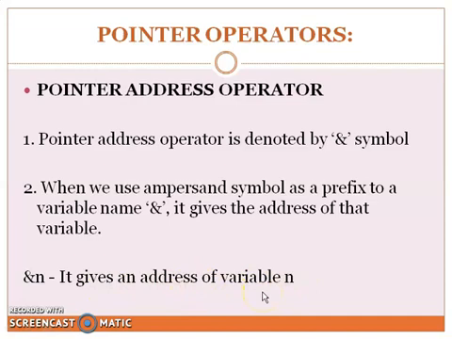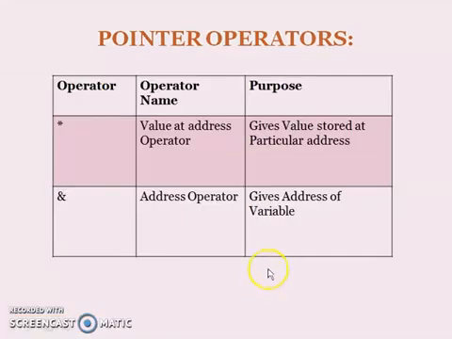Here we have the differentiation between the operators. When we declare the pointer variable, we use this asterisk symbol. This one refers to the value at address operator, which gives the value stored at the particular address. So it is commonly known as the referential operator. This is the address of operator symbol, you know that, which gives the address value of that variable.